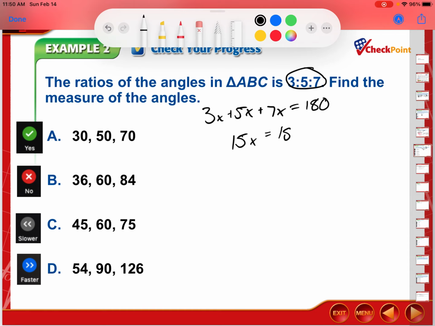I would say 15x equals 180. I would divide that in my calculator because I'm lazy and don't like to do things longhand. I would find out that x equals 12. Then I would take this and I would plug it back into each of these individual angles. And I would say B is the answer because, quite frankly, it's the only one with 36 as an angle, so it makes it quite simple for me.